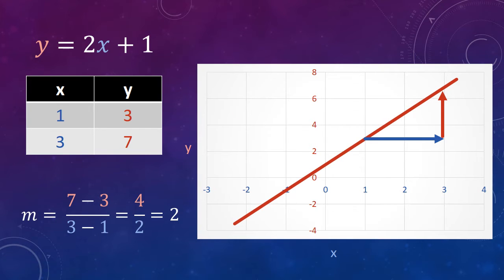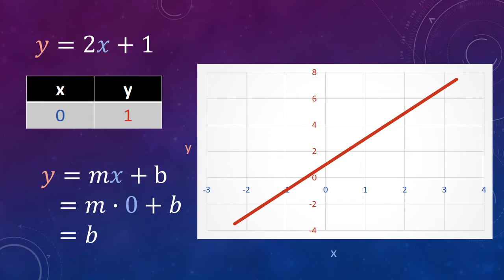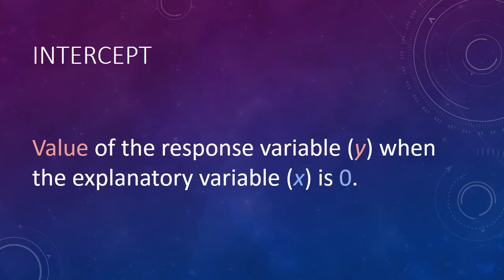What happens when you plug x equals 0 into the equation? In this example, when x is 0, y is 1. For the general equation, y equals mx plus b, if we plug in x equals 0, then we have m times 0, which is just 0, that vanishes, leaving b. If we look at the graph, we see that the point (0, 1) is where the line intersects or intercepts the y-axis. Here's the y-axis and the point at which they cross. This value b is called the intercept. It's the value of the response variable when the explanatory variable is 0.